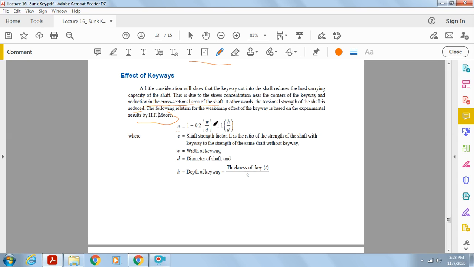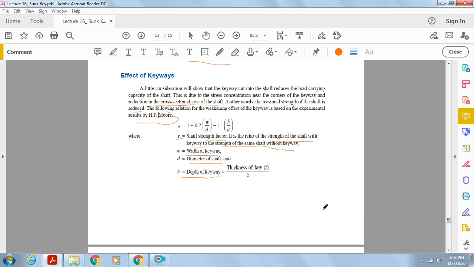minus 0.2 into W by D minus 1.1 into H by D. Here E is the shaft strength factor. It is the ratio of the strength of the shaft with the keyway to the strength of the same shaft without the keyway. W is the width of the keyway, D is the diameter of the shaft, and H is the depth of the keyway.